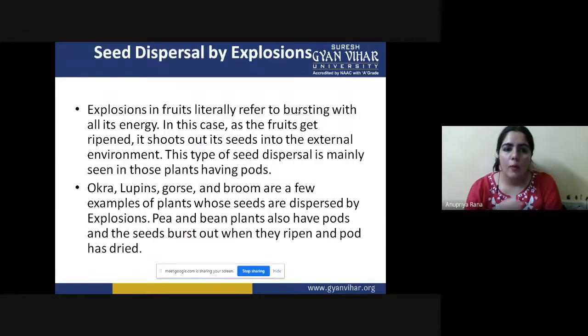So this was all about the seed structure, how it looks, and how seeds can be dispersed by several factors like insects, wind, gravity, water, explosion. These are all the factors which help seeds disperse from one place to another, increasing the diversity of fruits.